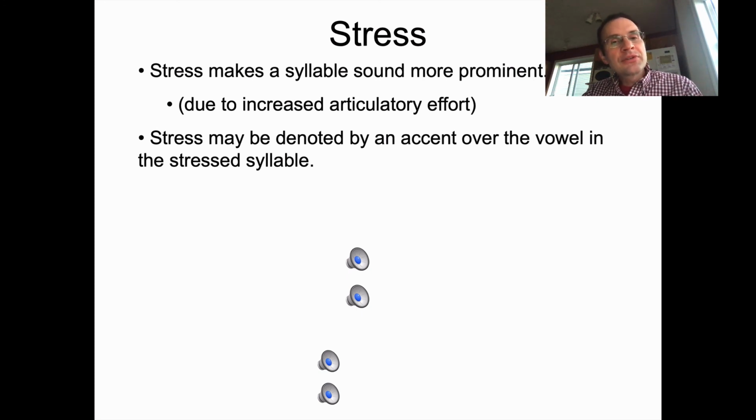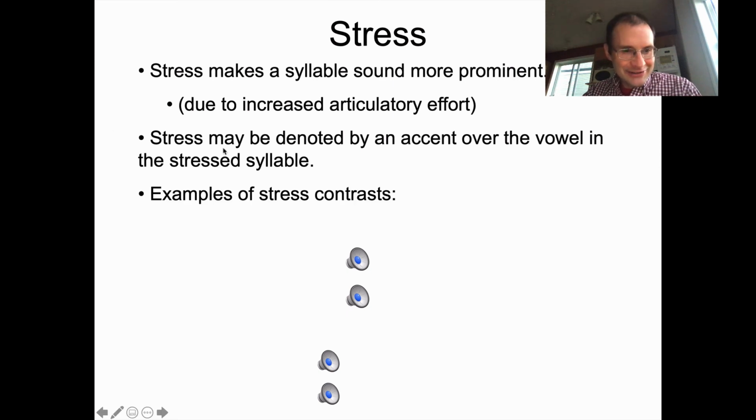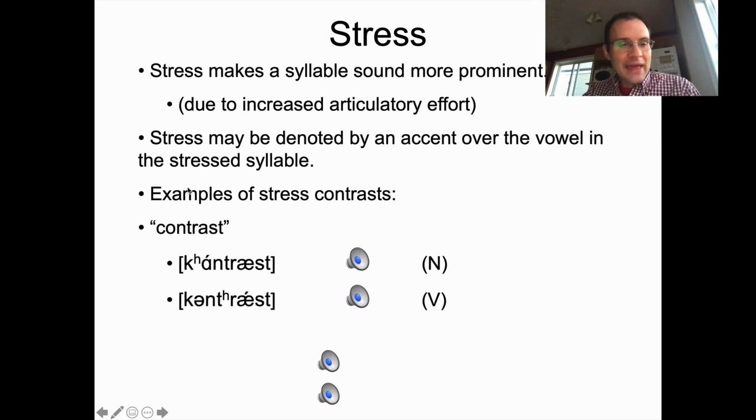You can denote stress with an accent over the vowel in the stressed syllable. This is actually not exactly the way the IPA does it, but since the textbook does it, we'll just go with that. So we have a word like contrast, which is a noun, and then the version of the same sequence of sounds with the stress on the second syllable is a verb.